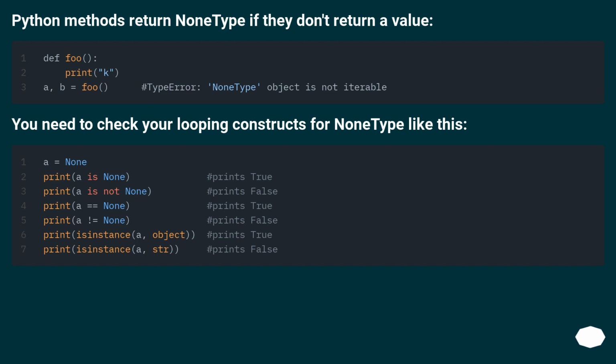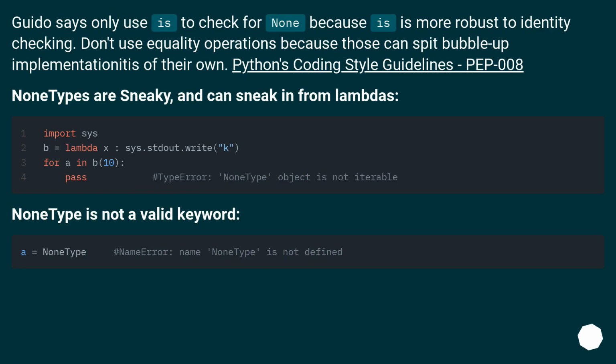You need to check your looping constructs for NoneType like this. Guido says only use "is" to check for None because it is more robust, being identity checking. Don't use equality operations because those can bubble up implementation issues of their own. See Python's Coding Style Guidelines, PEP 8.